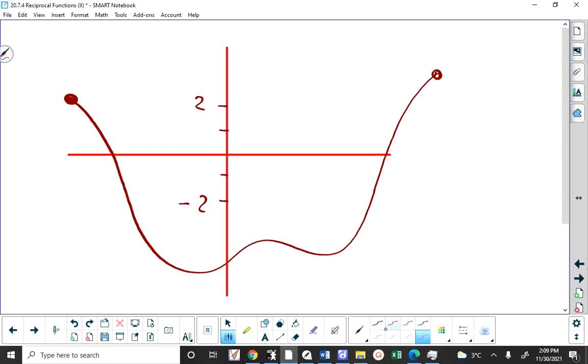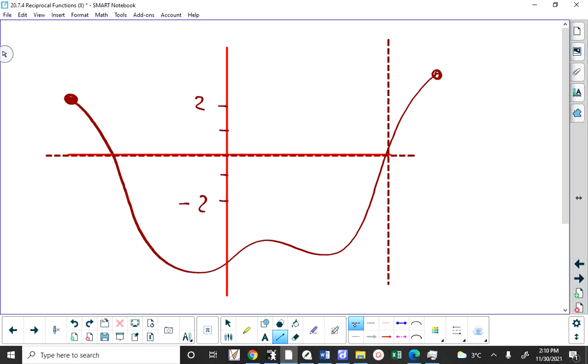I don't know what the equation of that is, and it doesn't matter. You should be able to sketch the reciprocal of it. What will the reciprocal look like? Well, aim. A means asymptotes. The x-axis is always an asymptote, and you will have an asymptote wherever there's an x-intercept.